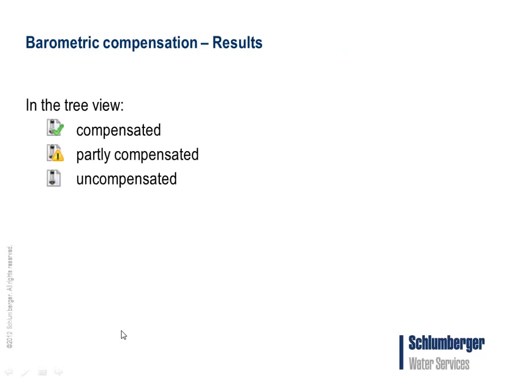So then in the tree view, you can see the status of the time series. If there's a check mark, it means that the data is compensated. If there's a little warning sign or exclamation mark, then it means that the data was partly compensated. And if you did not compensate the data, or the data could not be compensated, then it will show as blank data.